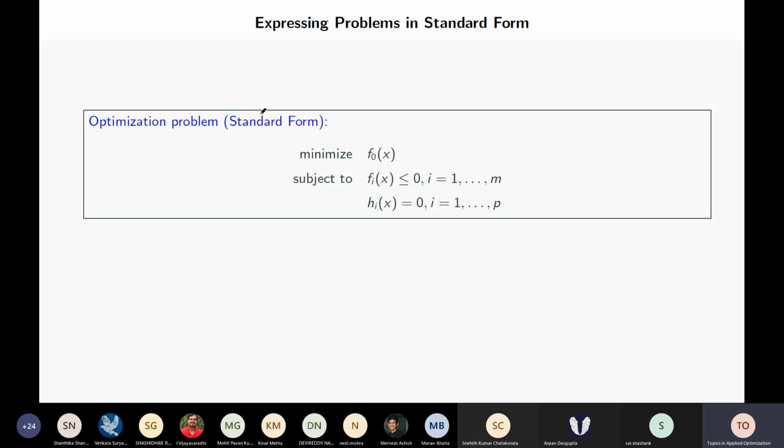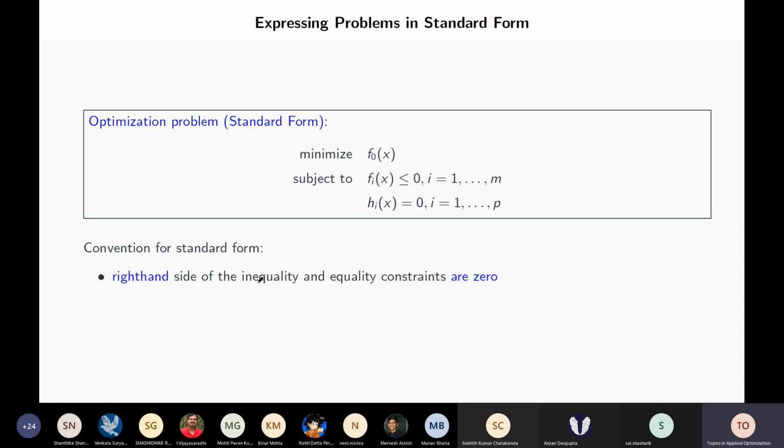So we keep writing this standard form. So far we have not talked about standard form, but now what we want to stress is the so-called standard form. In standard form, what we have to be careful about is the following. The right-hand sides of the inequality and equality constraints are 0. So we have to make sure that the right-hand side is always 0. The right-hand side of equality as well as inequality should always be 0.